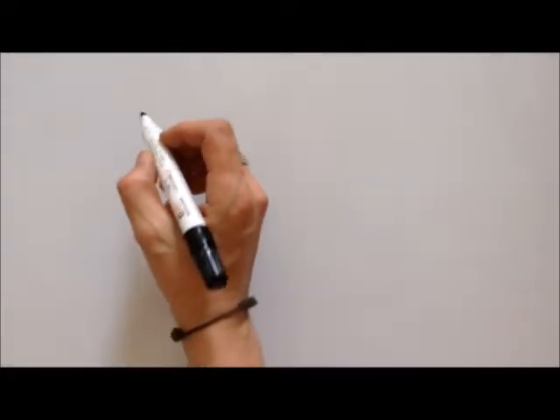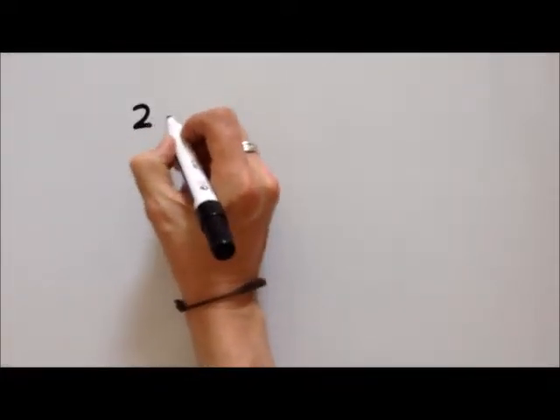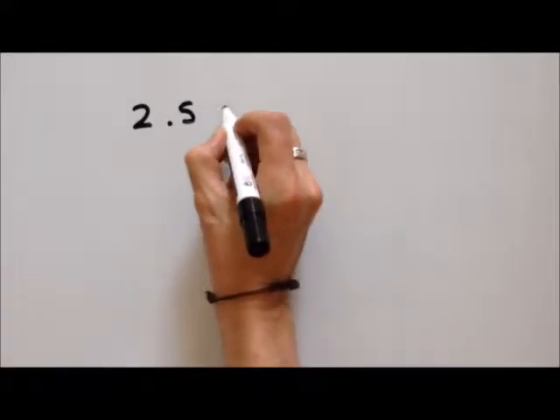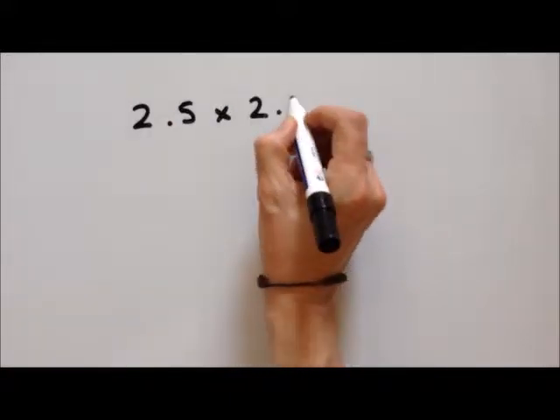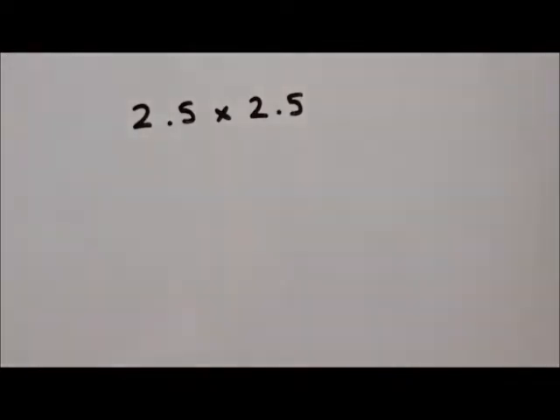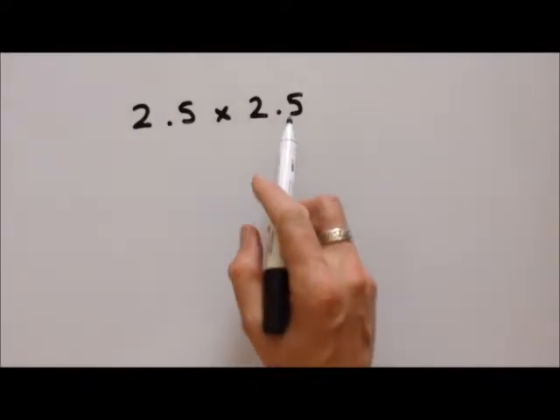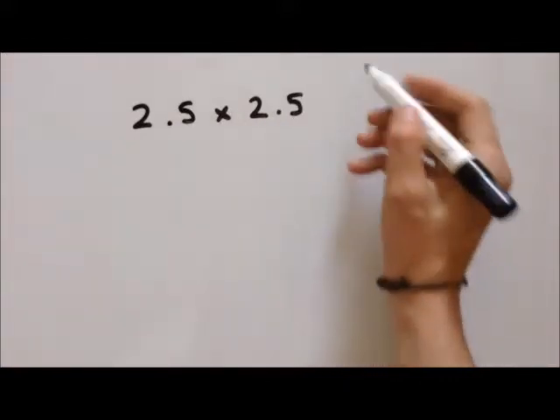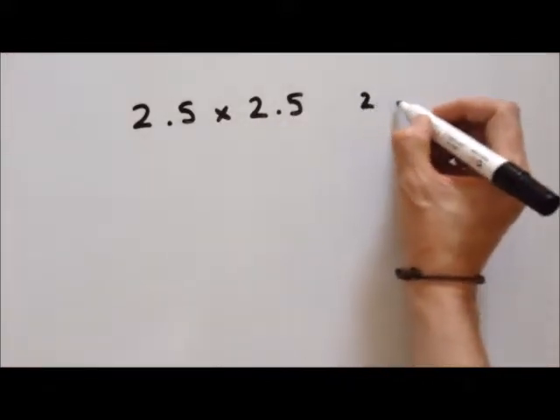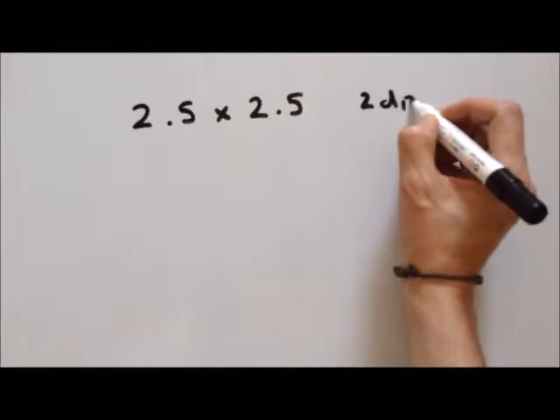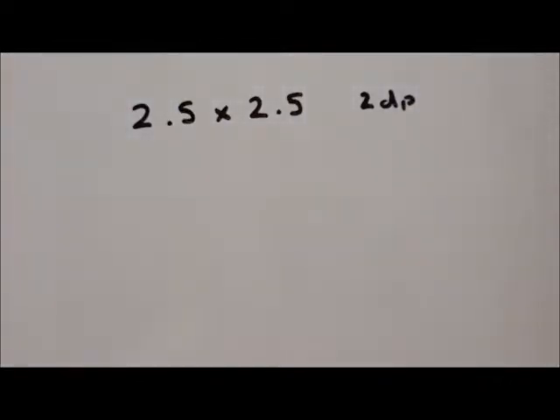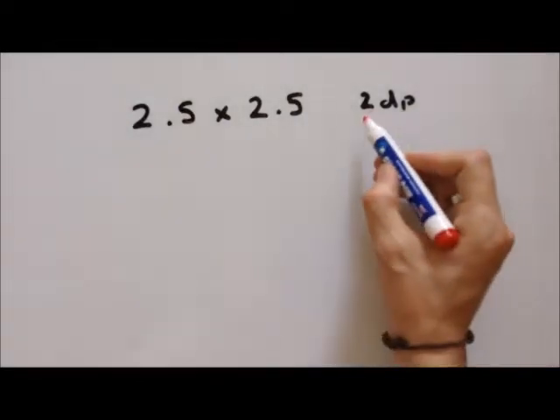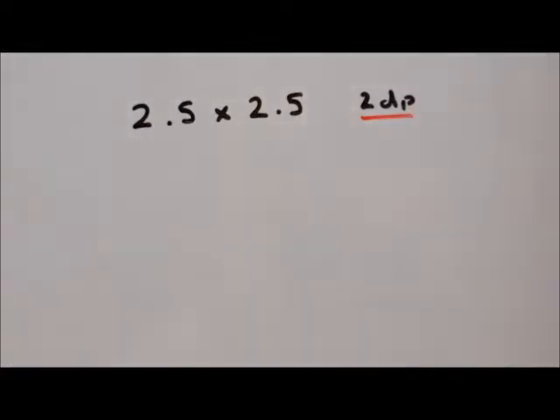Okay, so let's have our first decimal multiplication problem. 2.5 multiplied by 2.5. The first thing we do is we count how many decimal places there are. 1, 2, and we just write it here. Now I'm going to underline this because we won't be looking back at this until the end, the final process.